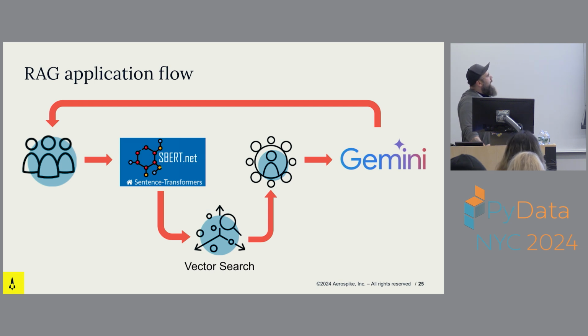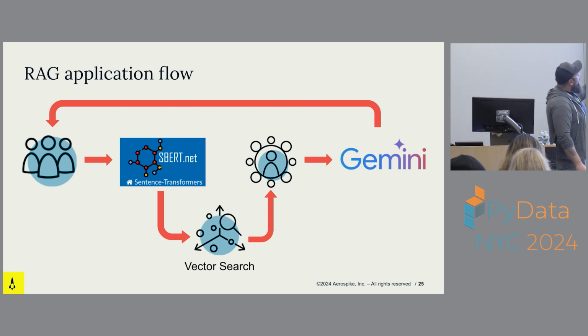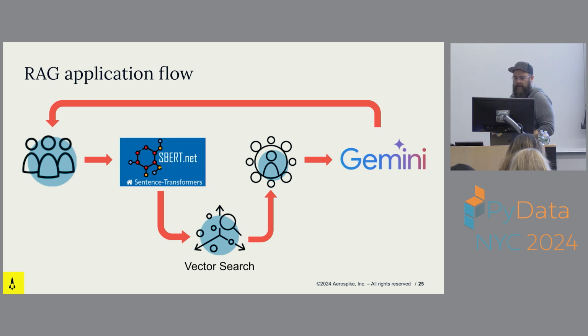All right, so our RAG application flow. We already talked about this before, right? We've got a user, they're going to put in a query. We've got our sentence transformer here to generate the embedding. We're going to do a vector search. We're then going to create a prompt with the additional context, an engineered prompt. And then we're going to pass that over to the LLM, which is then going to stream the response back to the user.